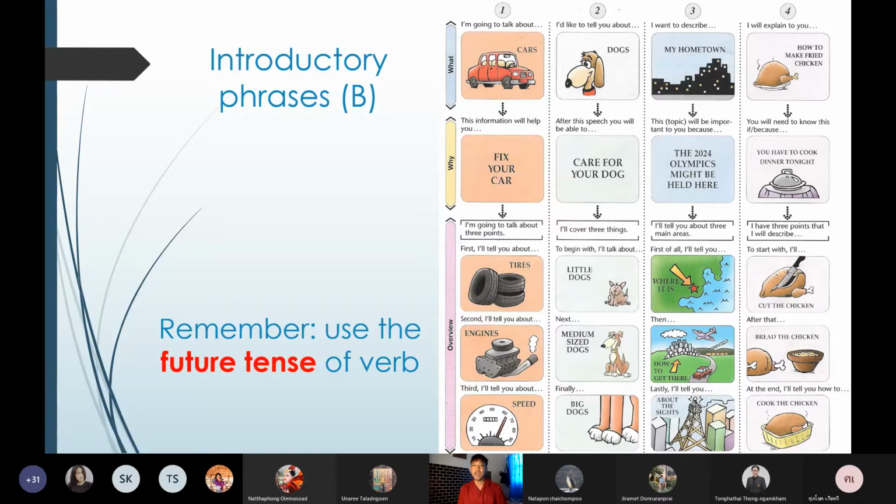I'm going to talk about 3 points. First, I'll tell you about tires. Second, I'll tell you about engines. Third, I'll tell you about speed.